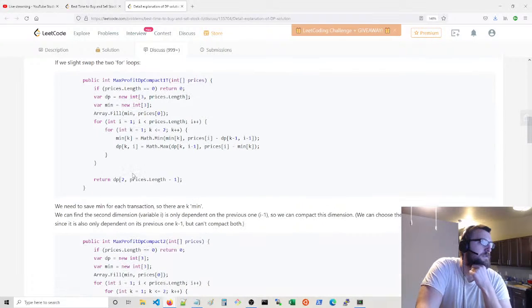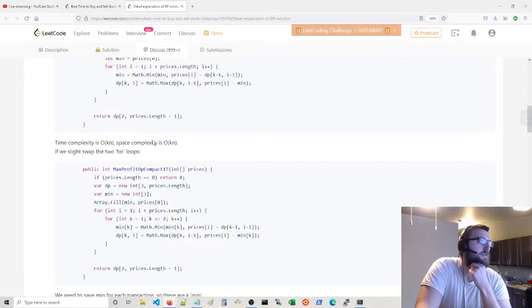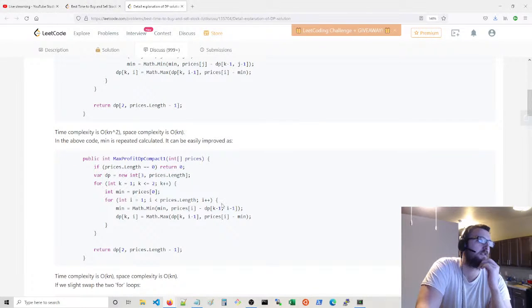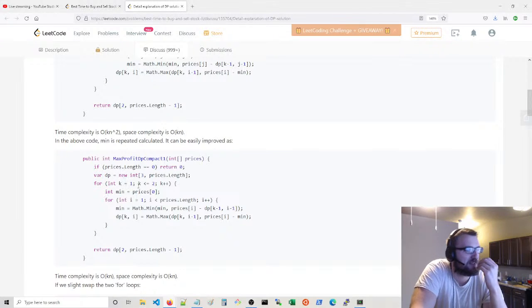Slightly swap the two for loops. So dp min. Oh, that's interesting. So you could do it the way I was just describing, and then you only need O of n. Excuse me, I'm sorry. No, you only need O of k, not O of n. Oh wait, oh no, that's my mistake. Mine would only go to O of n, not O of k. Whoops.